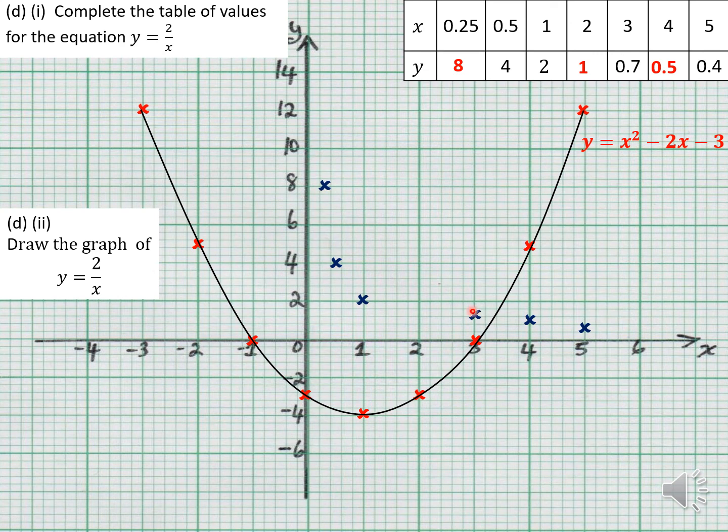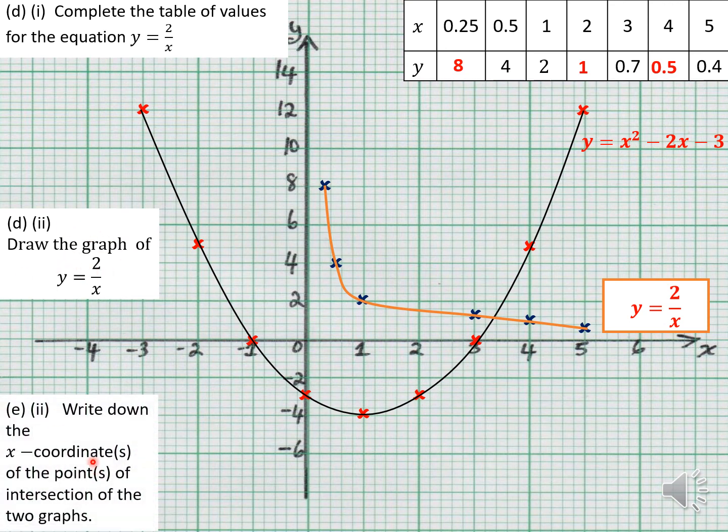So when you've plotted all those points, then you take your pencil with your free hand, and you draw this particular graph by joining the points together. So I have done that there, and this is the solution to this particular question that wants me to draw this graph.